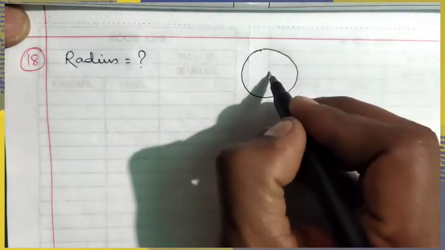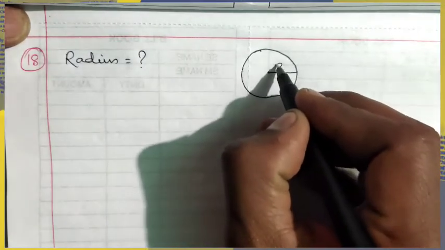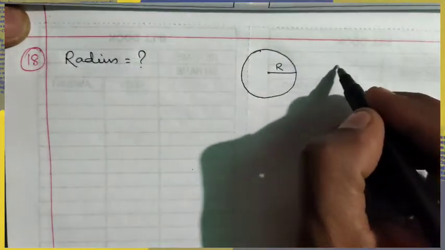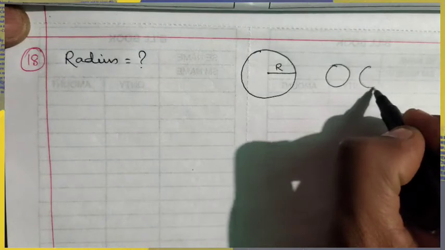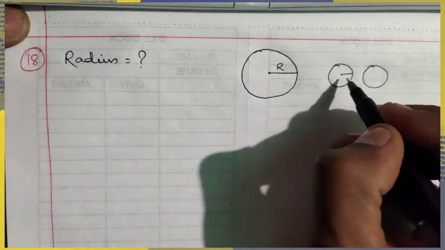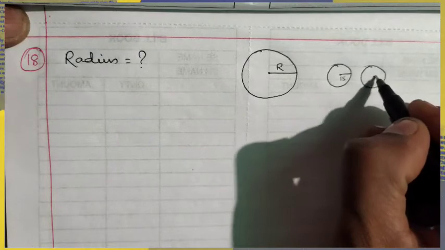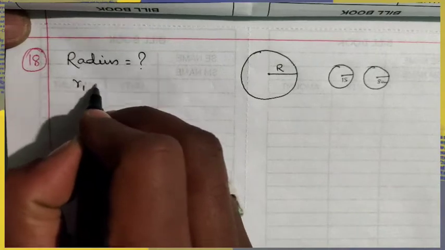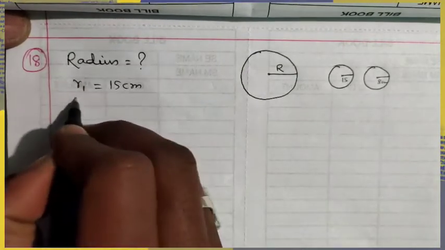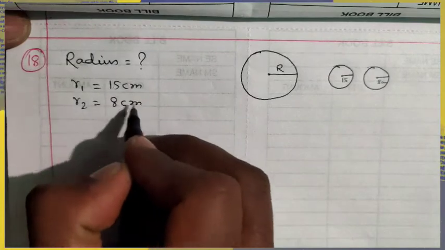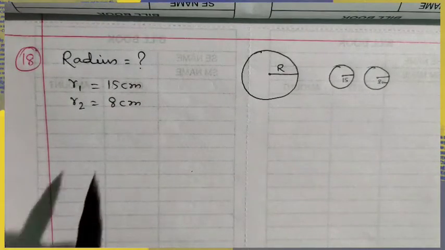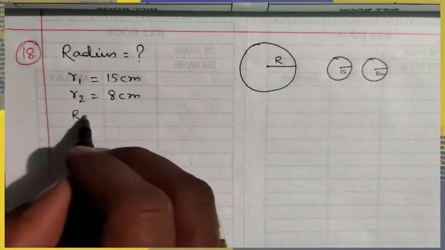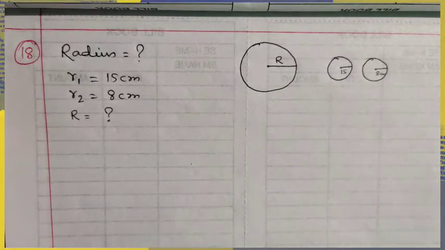Suppose this is a big circle. Let the radius be capital R. We have to find the radius of this circle whose circumference is equal to sum of circumference of two small circles whose radius is given. One's radius is 15 centimeter and another radius is 8 centimeter. It means that small r1 is equal to 15 centimeter, small r2 is equal to 8 centimeter. These are the radius of two smaller circles which are given to us, and we have to calculate the radius of big circle which we have taken with capital R.